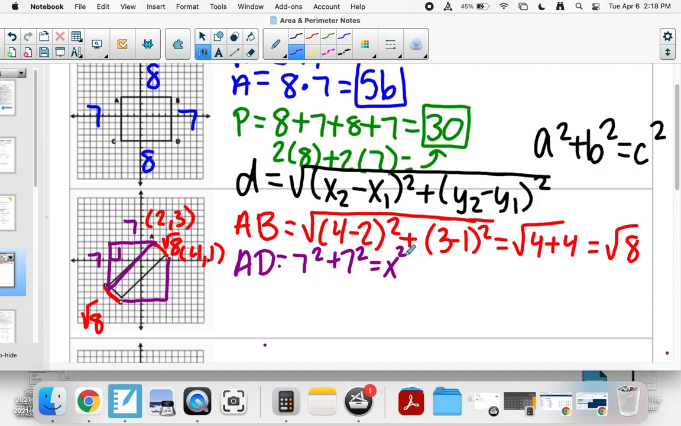So what is 7 squared? 49. So we have 49 plus 49, which is how much? 98, right? 98. And then to get x squared by itself, you have to square root. We're just gonna leave it like this though. If you want to change, you can. So we know that these two side lengths are the square root of 98.